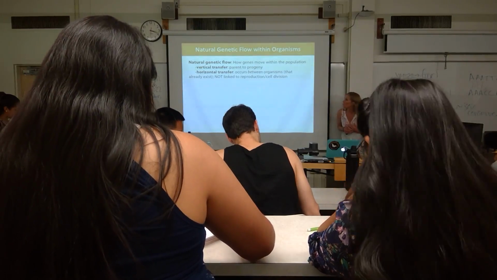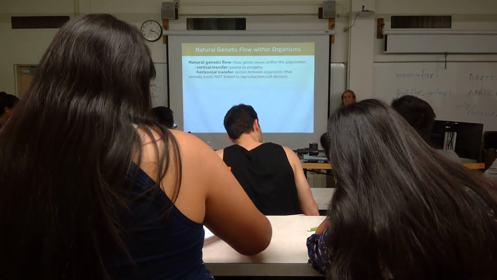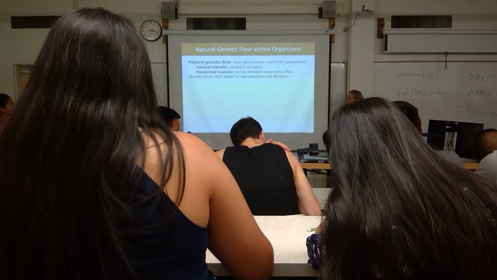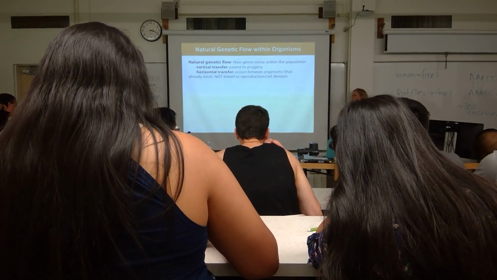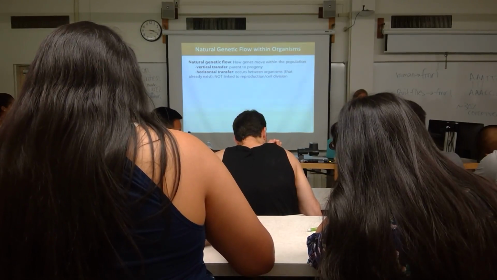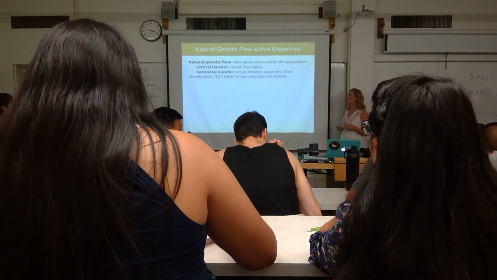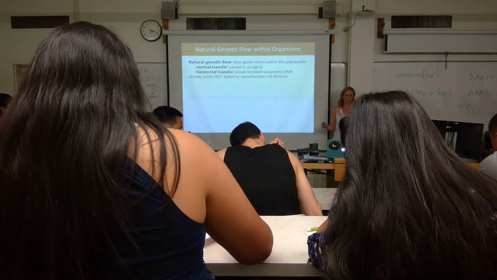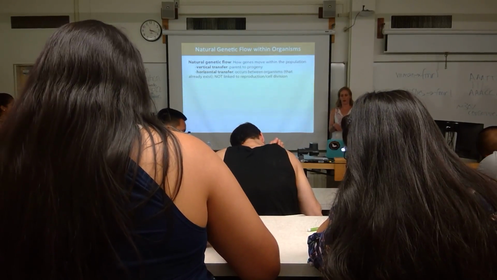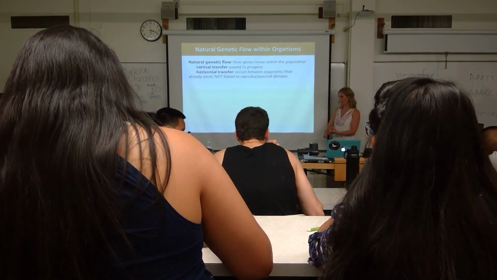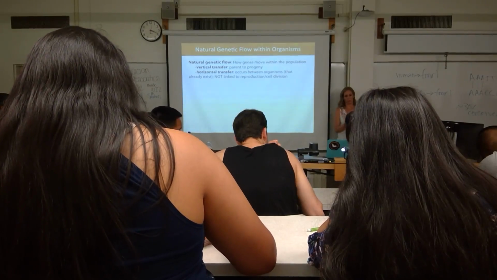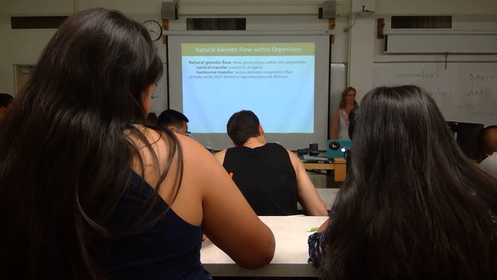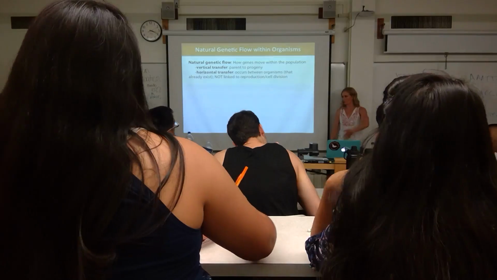Okay. So natural genetic flow. When we talk about genetic flow, what that means is how genes move within the population, right? And the two categories are either vertical transfer or horizontal transfer. Vertical transfer is very basically parent to progeny. So it is always coupled to cell division or reproduction, always, always. So that can be reproduction of a person to their child, or it can be a bacterial cell dividing, right? Parent cell to daughter cell. That's vertical transfer.